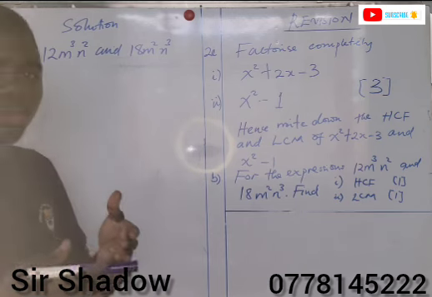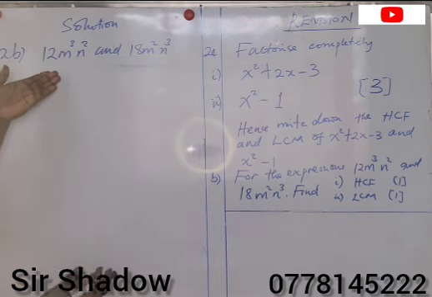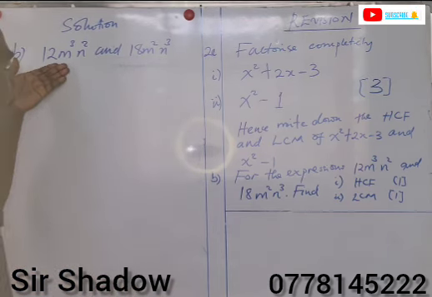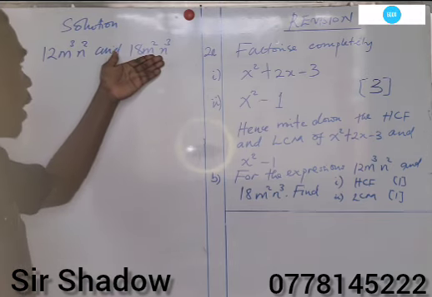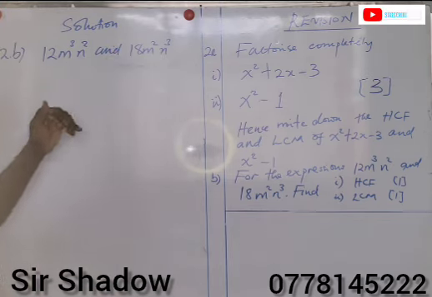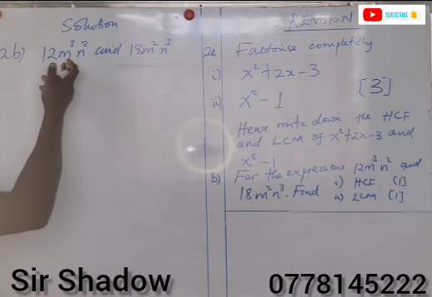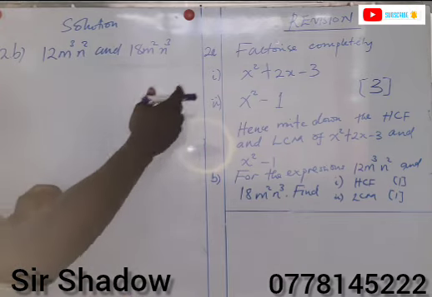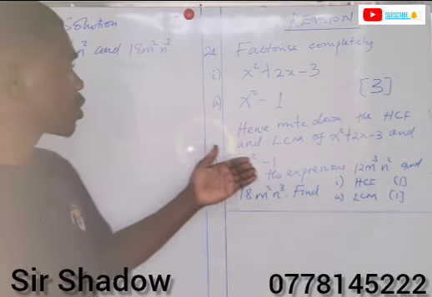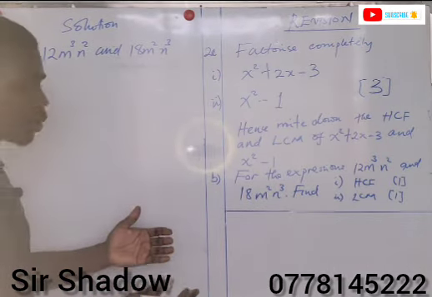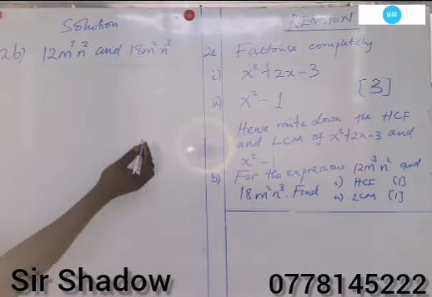First of all, what we have to do is express 12 as a product of its prime factors, and also express 18 as a product of its prime factors, right? Then you can multiply, then check what is common to find the highest common factor, and use the same method to find the lowest common multiple, or else we can use this simple method.